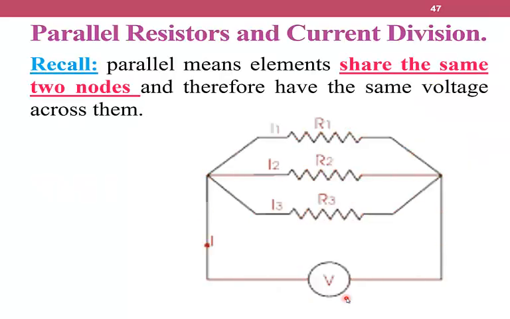The second concept is called parallel resistors and current division. Recall that parallel means elements share the same two nodes and therefore have the same voltage across them.